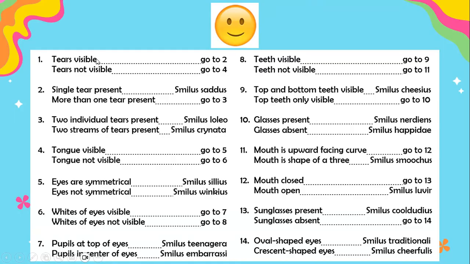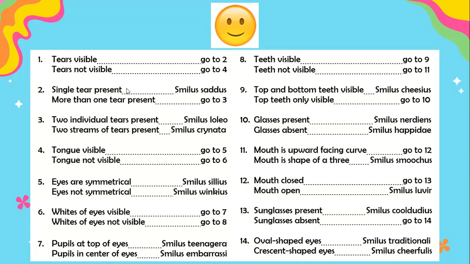And there's a little bit of vocab here: visible and not visible, meaning you can see or not see, present or not present, meaning there or not there. And then symmetrical, just like in math, symmetrical means we can draw a line down through the middle and both sides would be a mirror image of each other.